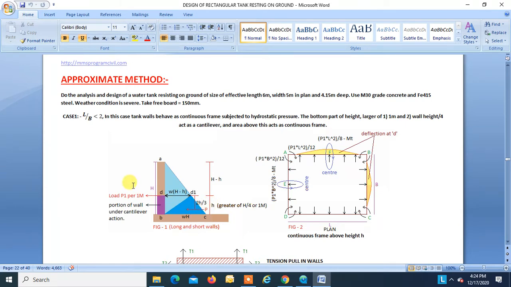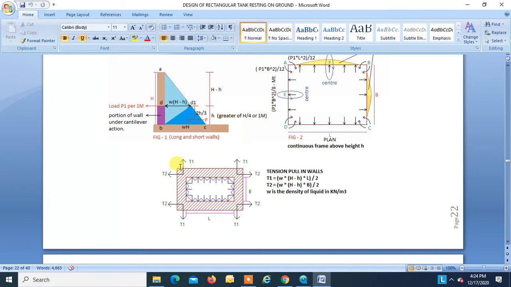Now this above portion which acts as continuous frame is shown over here. The first step is that we are considering all edges to be fixed. So we will see how to do the analysis as we move further. Now these are the direct tension pulls in the shorter wall and the longer wall. T1 is for short wall and T2 is for long wall. So these are the formulas for finding T1 and T2. This is W into (H minus h). What is this? We are considering this portion. We are finding the tensile pull for this portion.